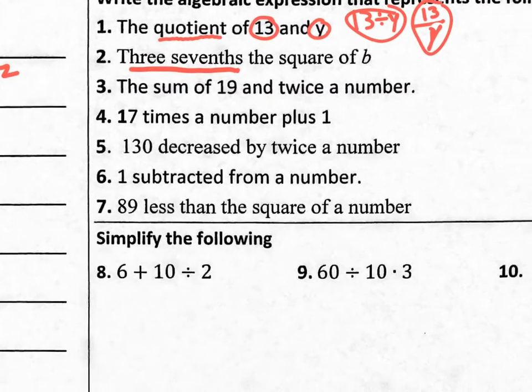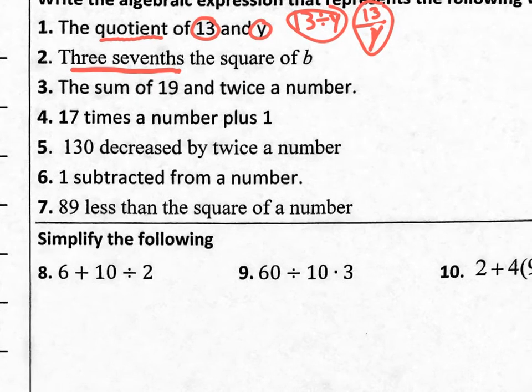The sum of 19 and twice a number. Okay, well, first of all, what does sum mean? Addition, so I put a plus sign. Now, remember, the only time you switch the order is if you have the word from or the word than, like subtracted from or less than or greater than. The words than or from imply a switch. Right here, there is no than or from. It's just the word sum, which means to add.